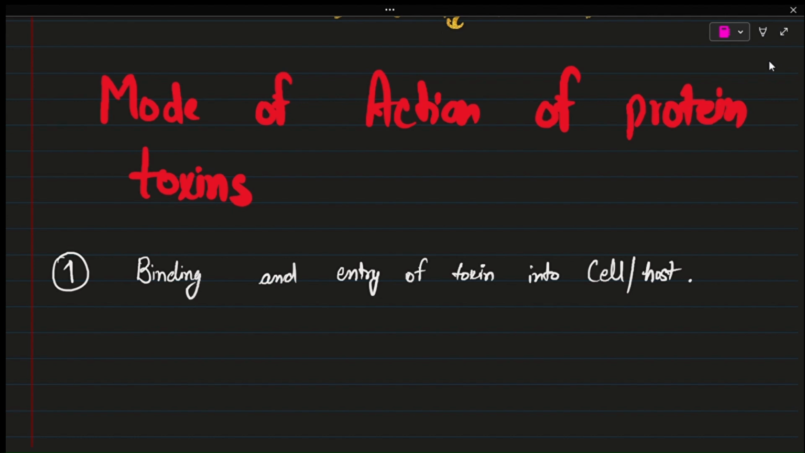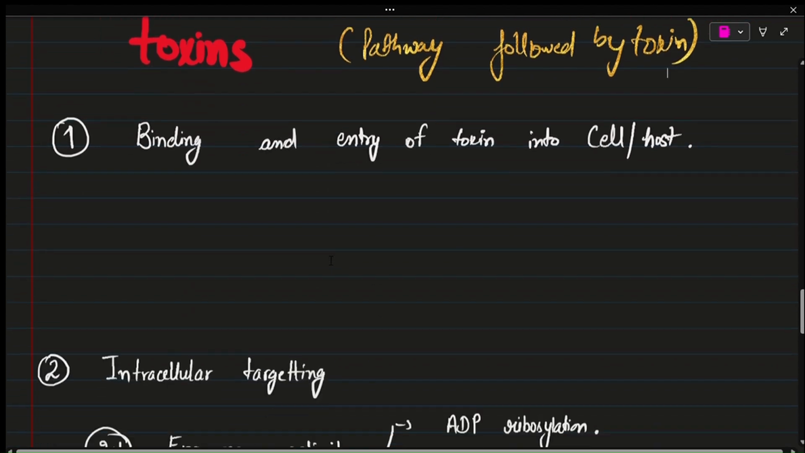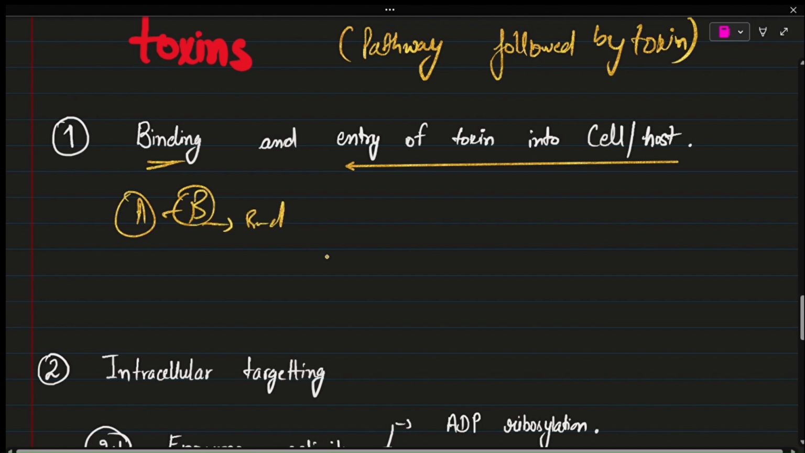So let's move ahead to the mode of action. Basically, this is the pathway followed by a toxin. First, there is always binding and entry of toxins into the cell. As I have told you, just like the function of AB toxin, B will bind and A will enter.